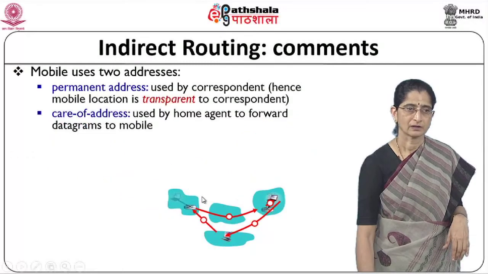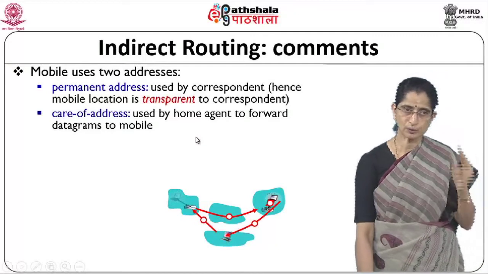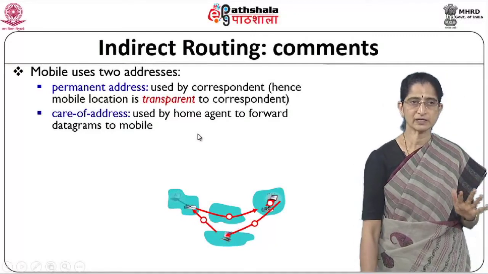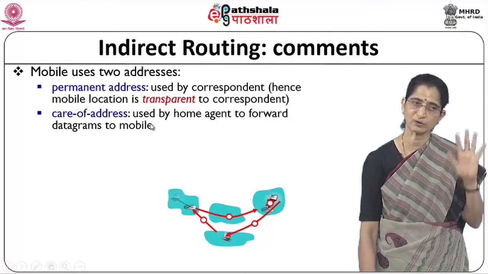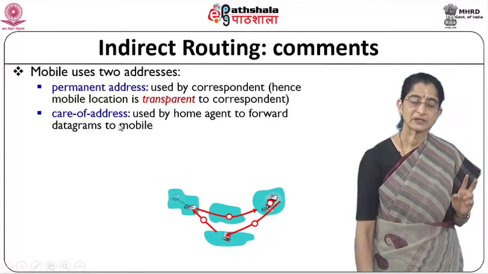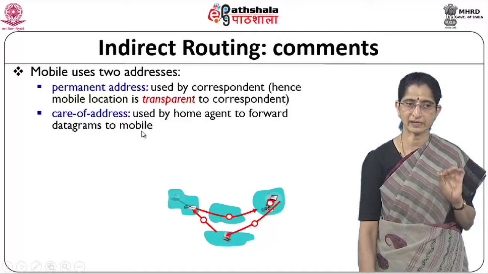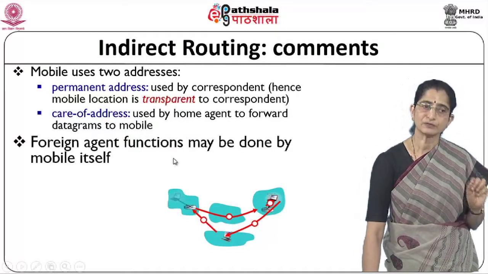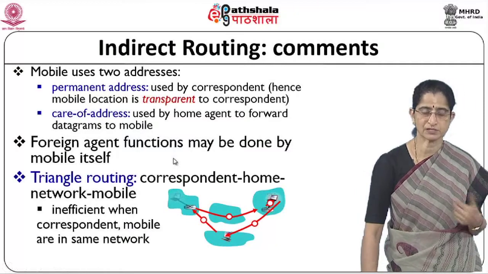So we saw that the mobile will therefore use two addresses. One is the permanent address, which is used by the correspondent. Hence the mobile location is transparent to the correspondent. He does not know exactly where he is located. He only uses the permanent address. And then there is a care of address, which is used by the home agent to forward datagrams to the mobile. Now the foreign agent functions may be done by the mobile itself. That is also a possibility.